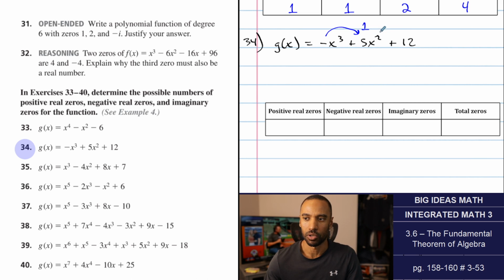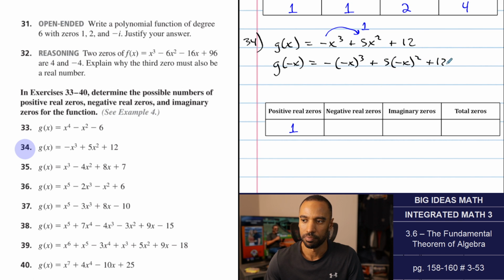That means at best you can only have one positive real zero. When it comes to negative, we have to take a look at g of negative x. That would be the opposite of negative x cubed plus 5 times negative x squared plus 12. Cubing a negative keeps it negative, and the opposite of that is positive. So you get positive x cubed. Negative squared is positive, so that's plus 5x squared and plus 12. It's positive, positive, positive. There are no sign changes, so there are no possible negative real zeros.